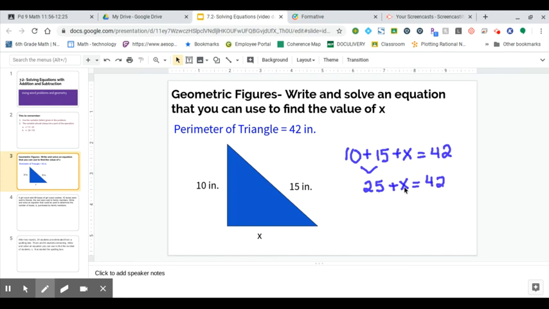Now our variable x has 25 being added to it, so we want to use the inverse of addition and subtract 25. If we do that on the left side, we have to do that on the right side as well. This cancels out, we get x alone. And on the right side, 42 minus 25 gives us a value of 17. So that missing side length for x is equal to 17 inches.